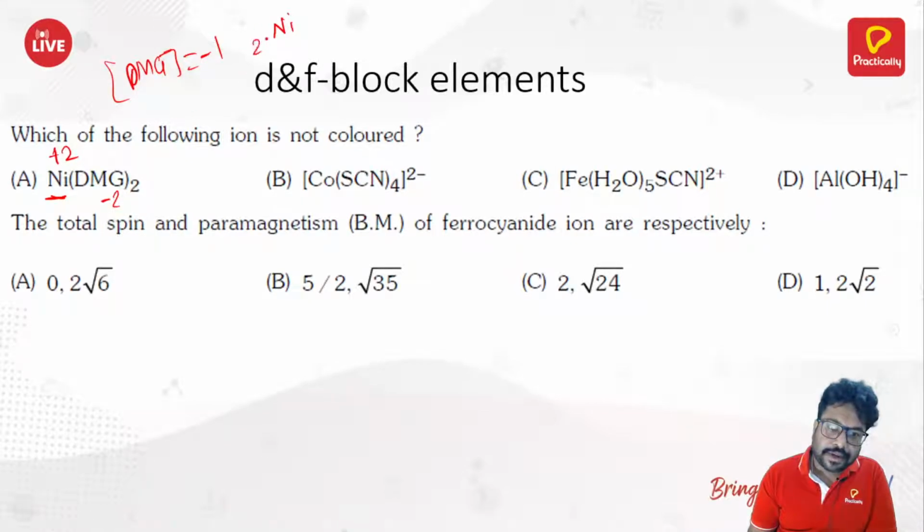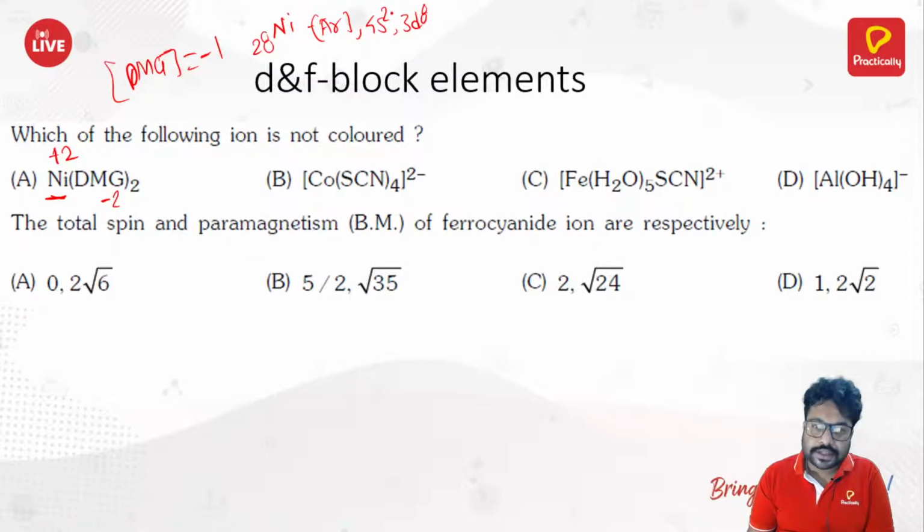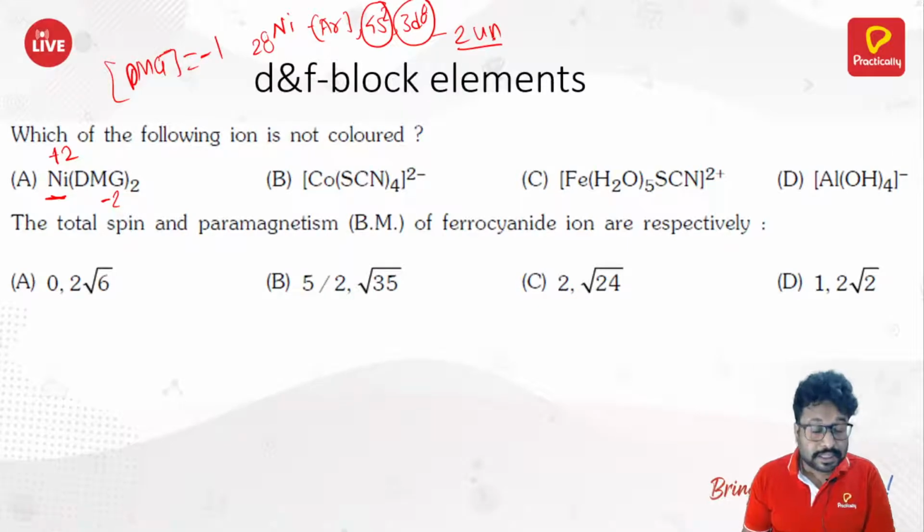The atomic number of nickel is 28. Electronic configuration is argon 4s2 3d8, out of which for +2, 2 electrons have gone. You are remaining with a d8 system. D8 system has two unpaired electrons. And having even a single unpaired electron makes your compound a colored compound. Okay. Then this is cobalt, this is iron, this is aluminum. Yes, this compound has to be colorless.